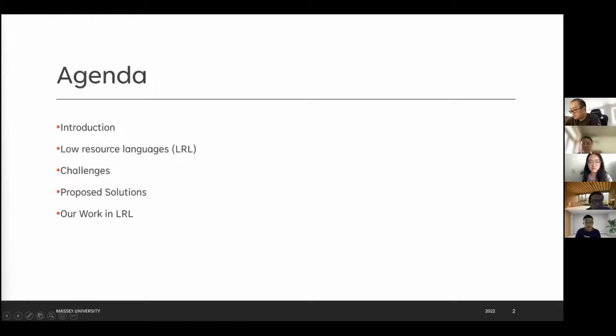Today I'll introduce some of the basic concepts of speech recognition, especially related to low resource languages. I'll also present some of the challenges of this research area, and then I'll go through some of the solutions proposed to alleviate this issue of low resource languages. And lastly, I'll go through some of the work progress and some of the results that we have achieved so far in terms of Māori language and some results presented in Punjabi language.